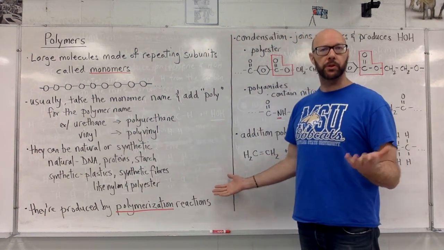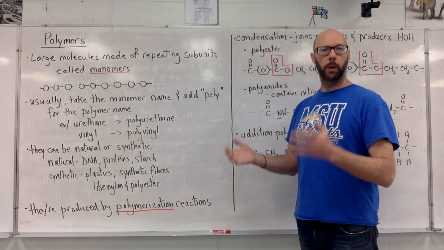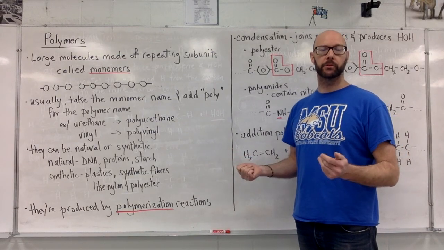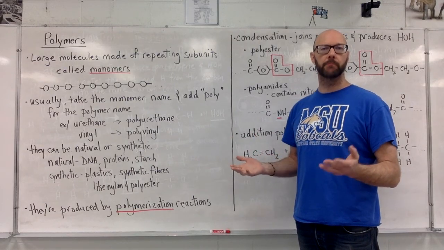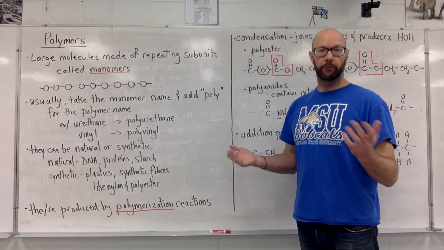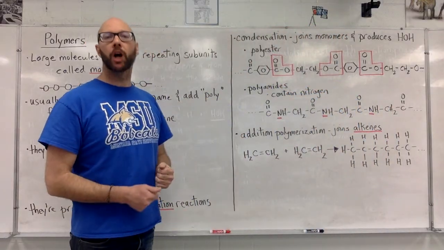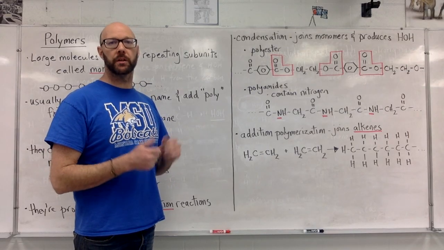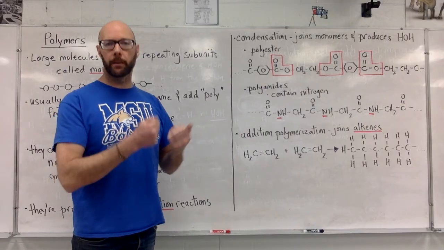Polymers are produced by a special kind of chemical reaction called polymerization. Polymers are made of monomers, and the monomers are all linked together and assembled during a polymerization reaction. For us, polymerization comes in two big forms, the first of which is condensation. This is the process of joining monomers together, and in the process of doing that, we end up removing water.